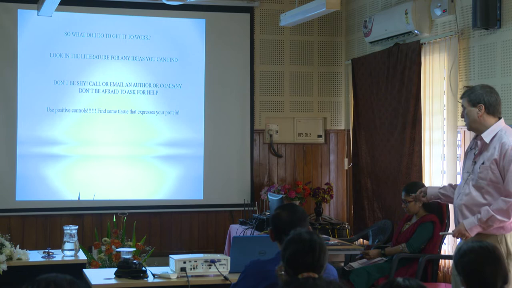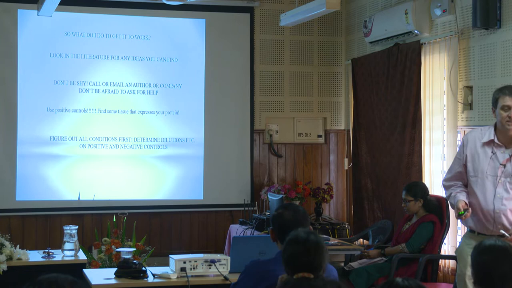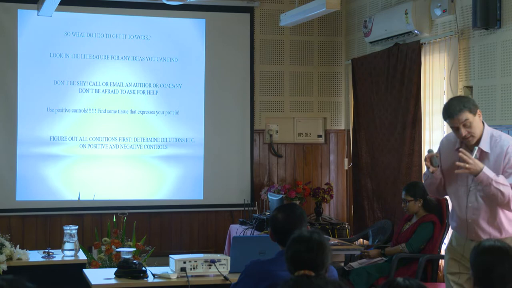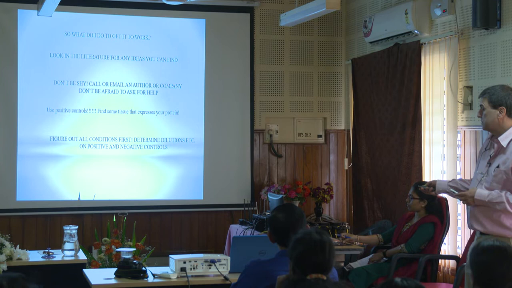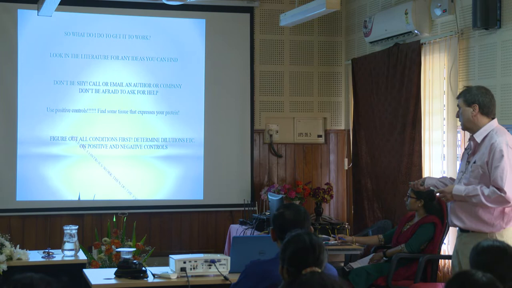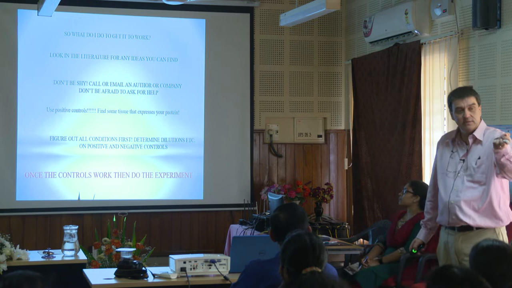So you've got to look in the literature, find out where that protein is expressed if you have that problem, and get a positive control that you can do the staining on to make sure at least the staining is working. Negative controls, we'll talk about in a little bit. But once you have your positive and negative controls figured out, then it's time to do the experiment your boss really wants to do.